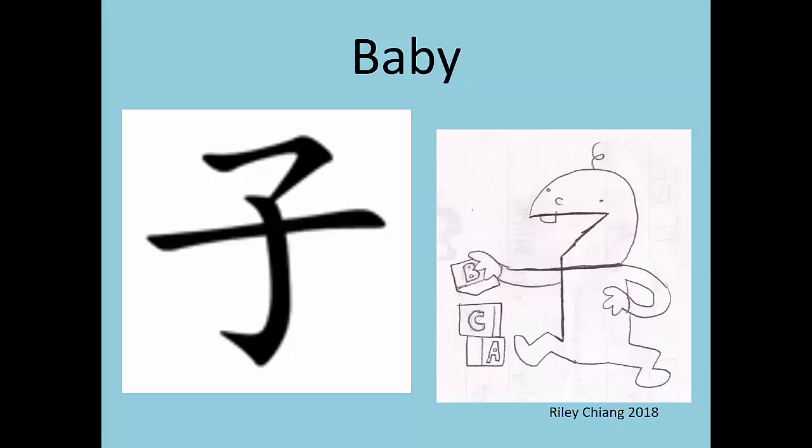Here is the stroke order for baby, along with an illustration of the baby radical. Head, body, arms.